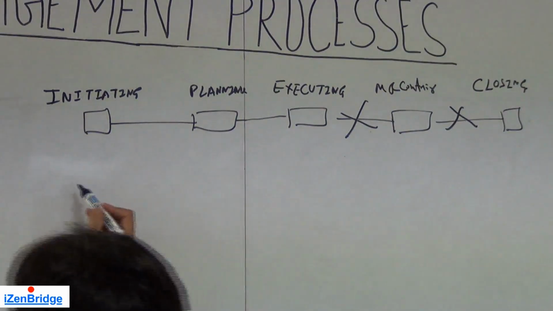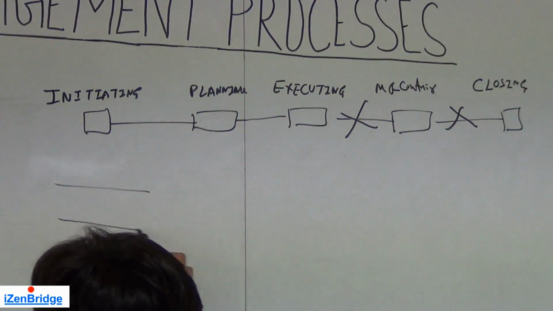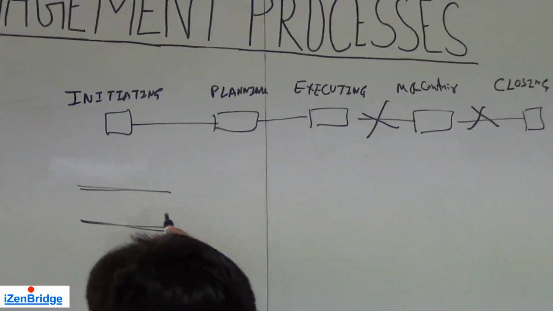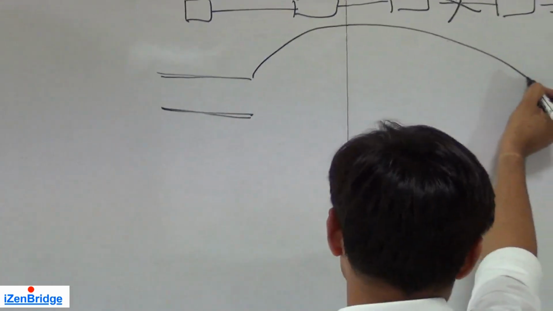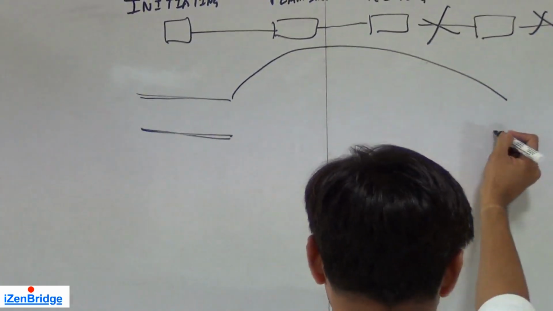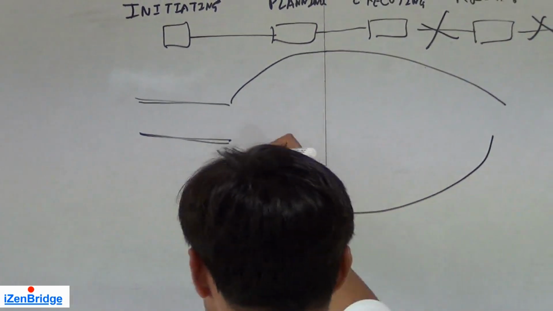In general, a project starts with the initiating process. We have activities related to the initiation process, and then we do planning activity throughout the project, and along with the planning we have continuous execution.